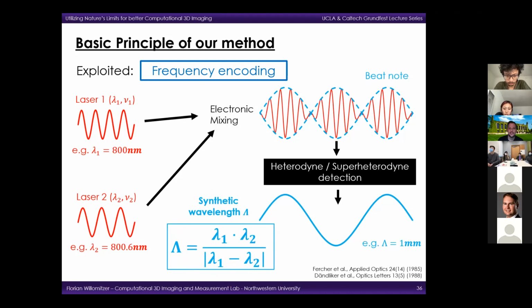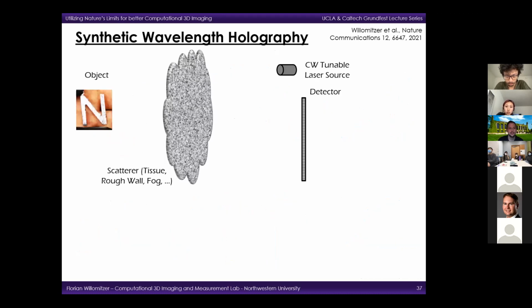And this synthetic wave can now be freely chosen, depending on the two optical wavelengths that you choose, as you see here in this formula. And we can use this very established encoding and decoding method now to perform something very new and exciting. And this is holography at the synthetic wavelengths. So what we do here is we shine light at the two wavelengths towards the scatterer. And in this case, the scatterer can be a wall, or it can be tissue, or it can be a cloud.